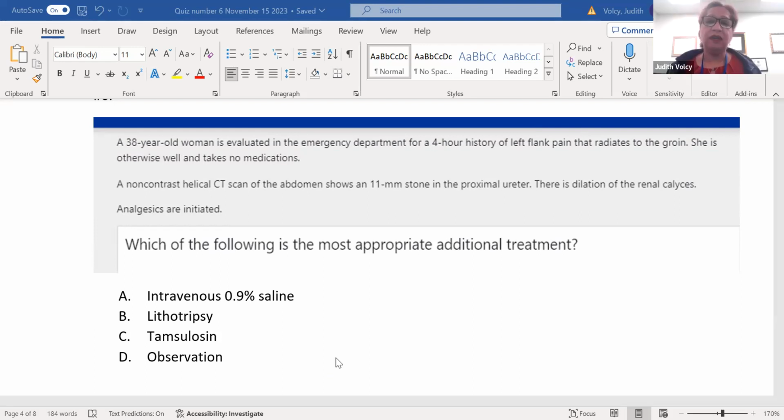And as I tell the residents, as long as you're reading up and knowing the tenets of management of certain things, this question should be very easy, because all you have to do is look at the number of millimeters and know that it's over 10. The only thing you have to do is call the urologist, and that's B. This question should be a low-hanging fruit to get correct.